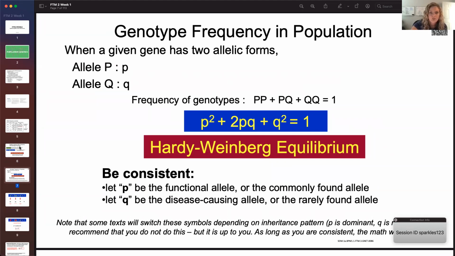Yeah, so just make sure you keep it consistent. This is one of those equations that really, if you switched everything up, it would be okay. You just need to be consistent about it. But the way he teaches it, in my opinion, is the clearest and the easiest way to understand it. So your P is going to be the functional allele, which is always going to be most commonly found. And then the Q will be the disease-causing allele.